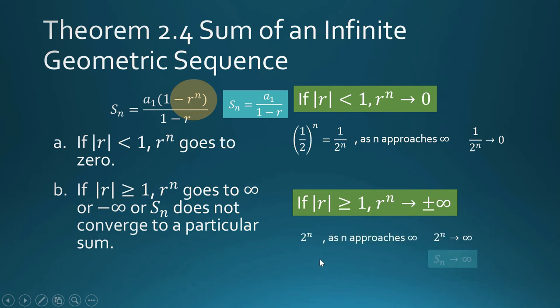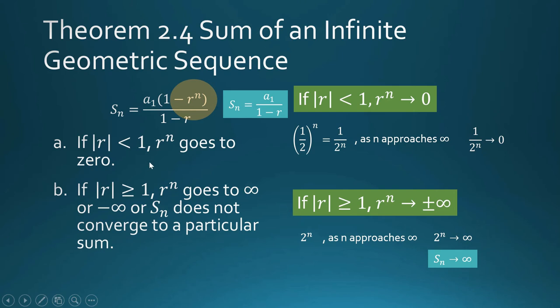However, when our r, for example, is equal to 2, look at this, 2 raised to n approaches infinity, 2 to the n goes to infinity. And so if you were to use that to compute for our sum, these are the things that can happen. The sum can go on to infinity or to negative infinity depending on the sign of your first term, or the sum does not converge to a particular value. The sum is like a swinging pendulum. It goes left and right, left and right. If that is what is happening to our sum, then the geometric sequence has no sum.